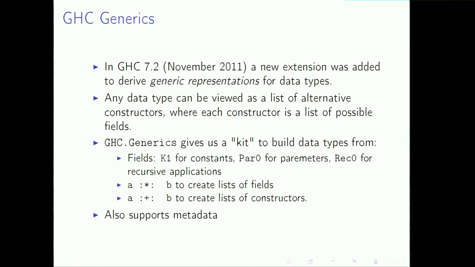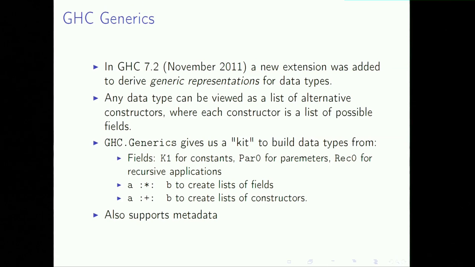So generic programming is the idea that any data type can be represented out of a small family of simpler data types. And the kit that we get in GHC generics, as I call it, is we have data types that represent the individual fields in a data type. We have a data type that represents lists of fields. And we have another data type that represents the list of possible constructors for a data type.